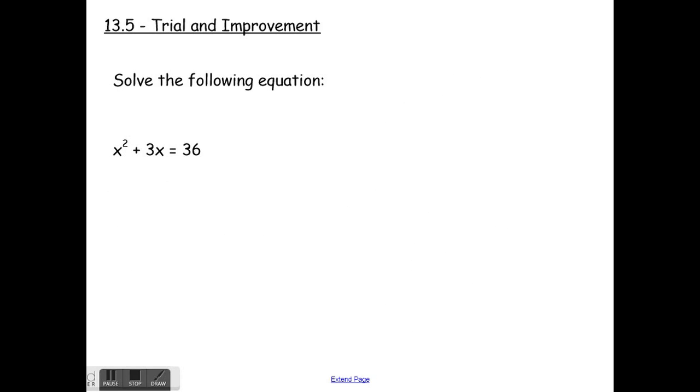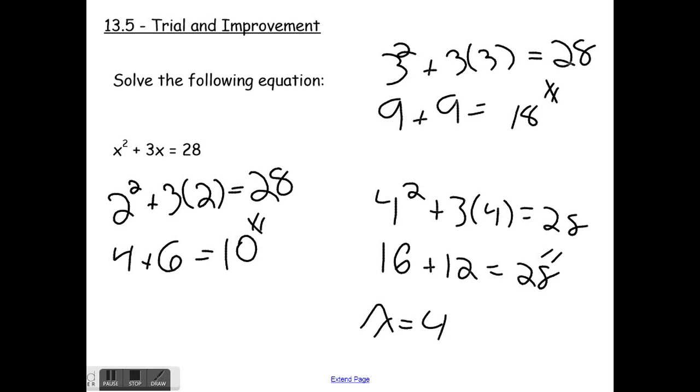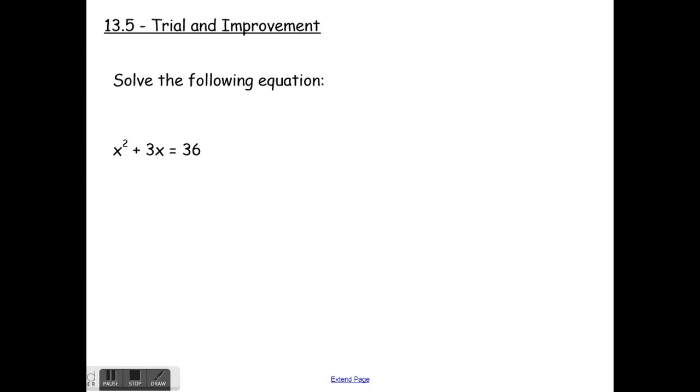However, it gets a little more difficult. Let's take this example. It's almost the same, except now it's equal to 36. I've already done x equals 4 for this. X is equal to 4 here, so 4 squared plus 3 times 4 got 28. So I know that 4 is not going to work. So I try the next biggest number. I'll try 5.